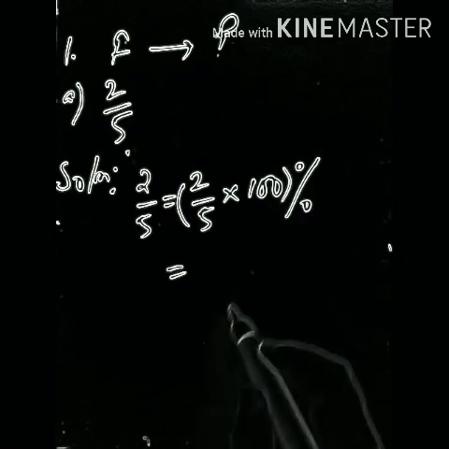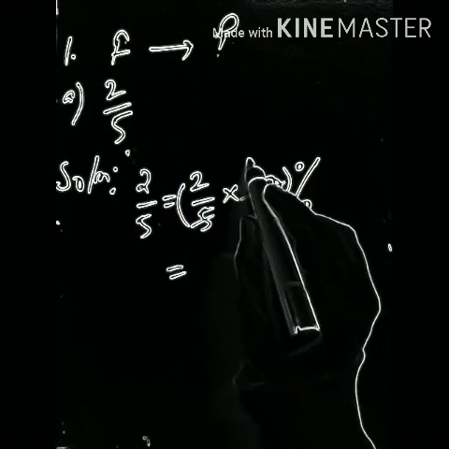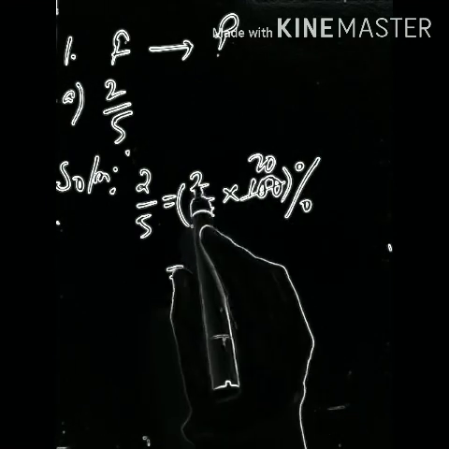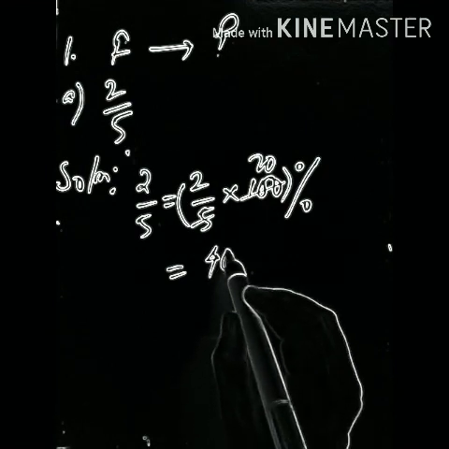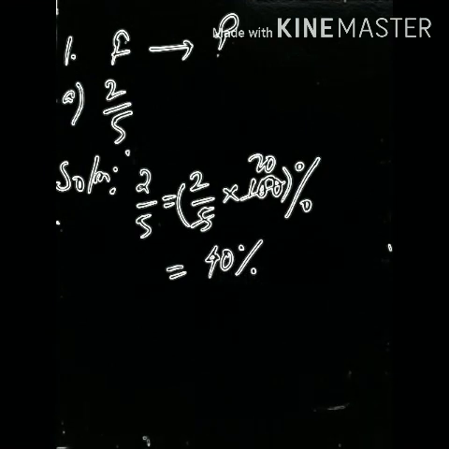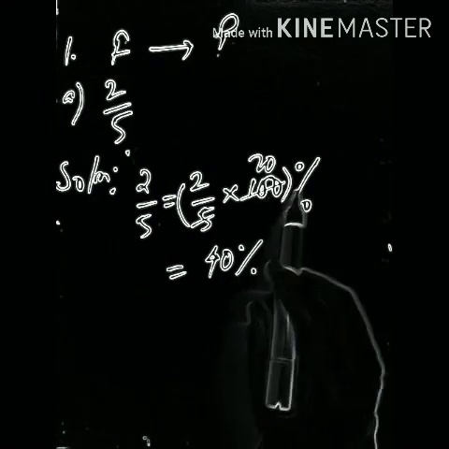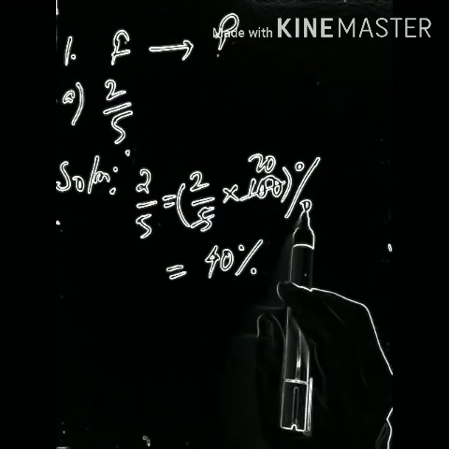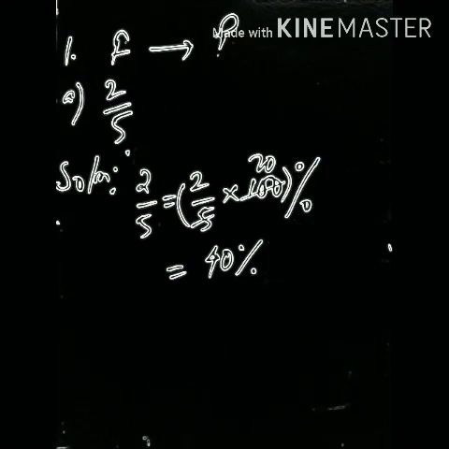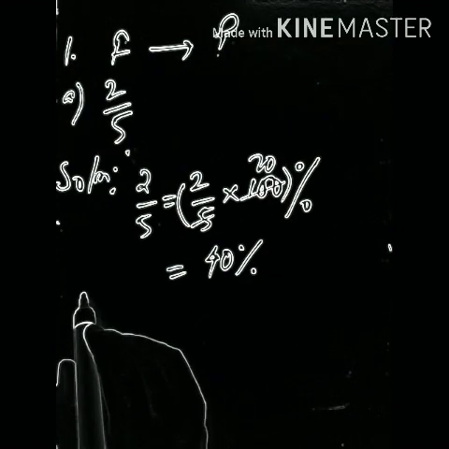So you can put a bracket here, 5, then here 20, then 2 into 20, 40. So 40%. Do not forget, whenever you convert a fraction into a percentage, always multiply by 100. At the same time, put the percentage symbol here. So the next question will be B. I'll give you the question here.